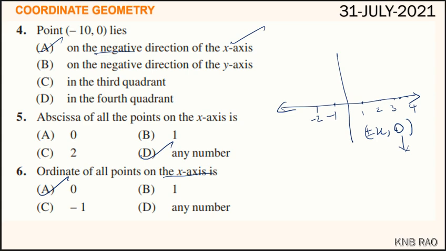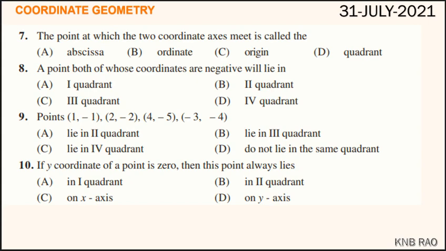Then moving on to question number 7: the point at which the two coordinate axes meet is called. Definitely it is the origin. The two coordinate axes perpendicularly intersect at a point called O, which we call the origin. Then 8th question: a point both of whose coordinates are negative will lie in the third quadrant. If the coordinates of a point are both negative, it is the third quadrant only.